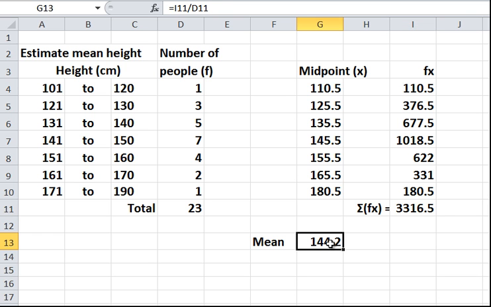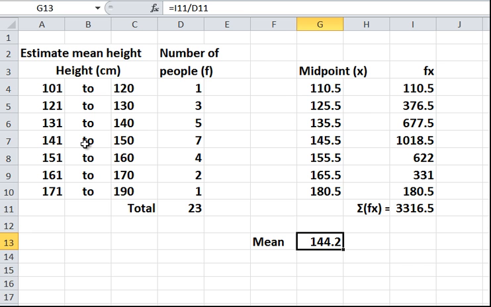Now the mean is just this number divided by this one over here, which is 144.2. So the average over here is 144.2. It falls in here. And that's the average of those numbers. Now, that's all we need to do here. So it's a very simple, straightforward little calculation, just a simple way of using Excel.